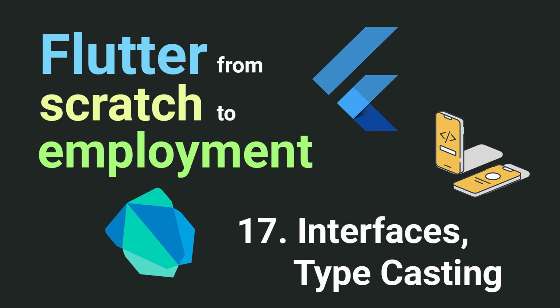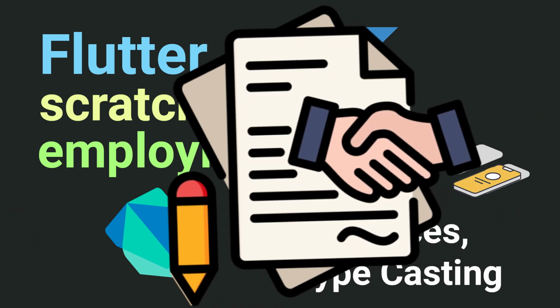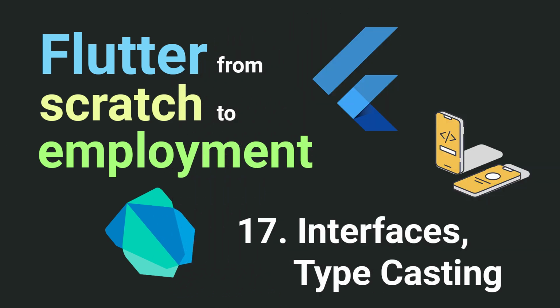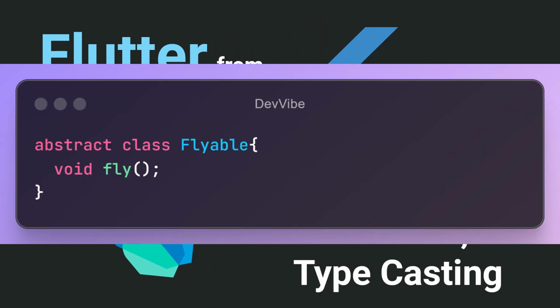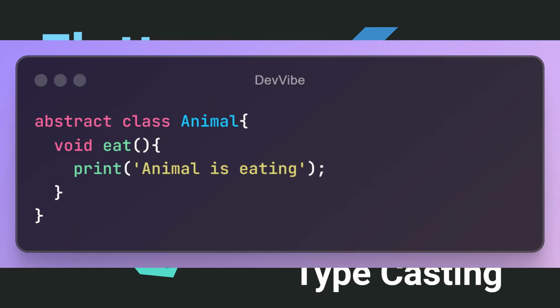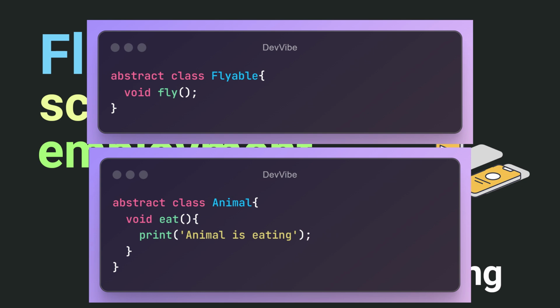In Dart, an interface is a kind of contract that a class must fulfill. This means that an interface defines which methods and properties a class must implement but doesn't specify how they should work. It's similar to inheriting from an abstract class, but with one key difference. Interfaces don't provide any specific behavior, only requirements.